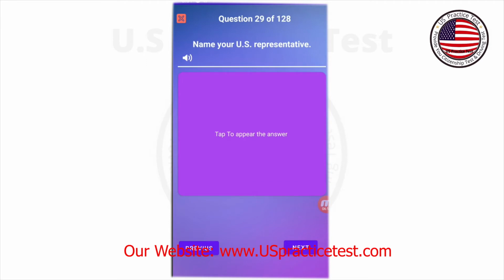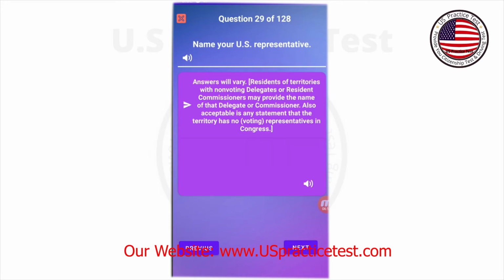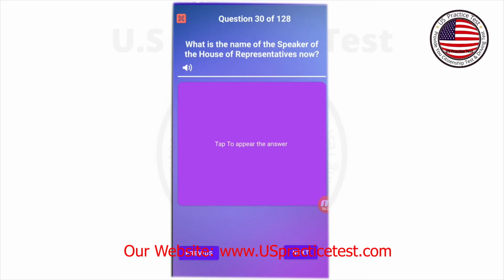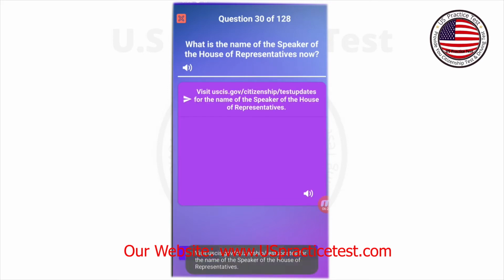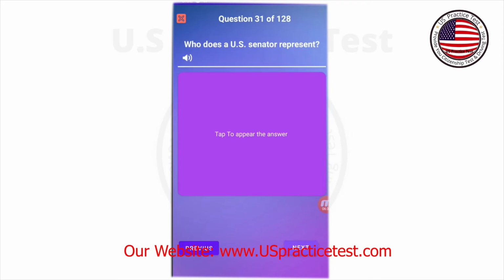Name your U.S. representative. What is the name of the Speaker of the House of Representatives now? Visit uscis.gov/citizenship/testupdates for the name of the Speaker of the House of Representatives.